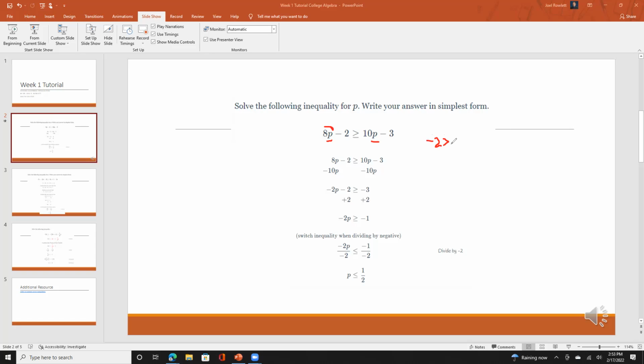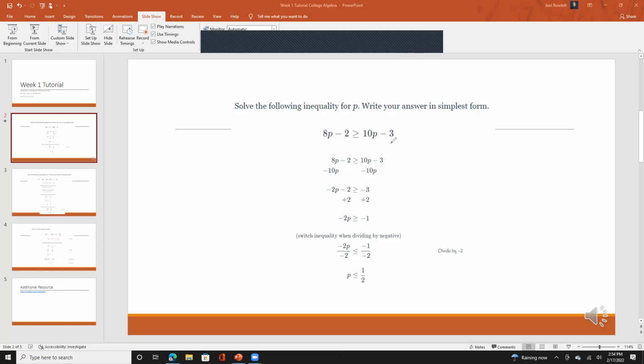And again, if P is equal to 0, then on the right side that would give me 10 times 0, which is 0. And then 0 minus 3 is -3. If P is 0, that would give me the statement -2 is greater than or equal to -3, which is true. But are there any other values for P that I could plug in and still get a true statement? That's what we're looking for here.